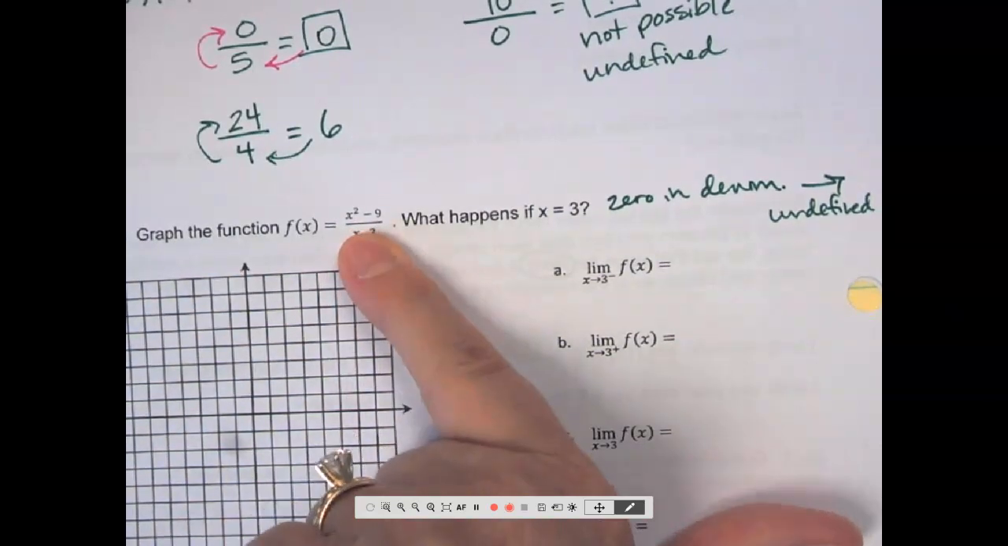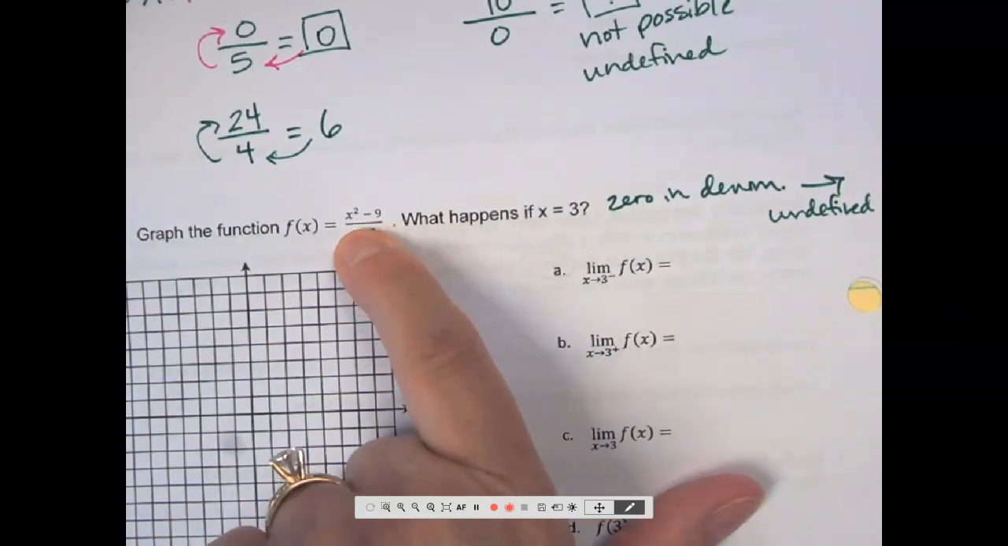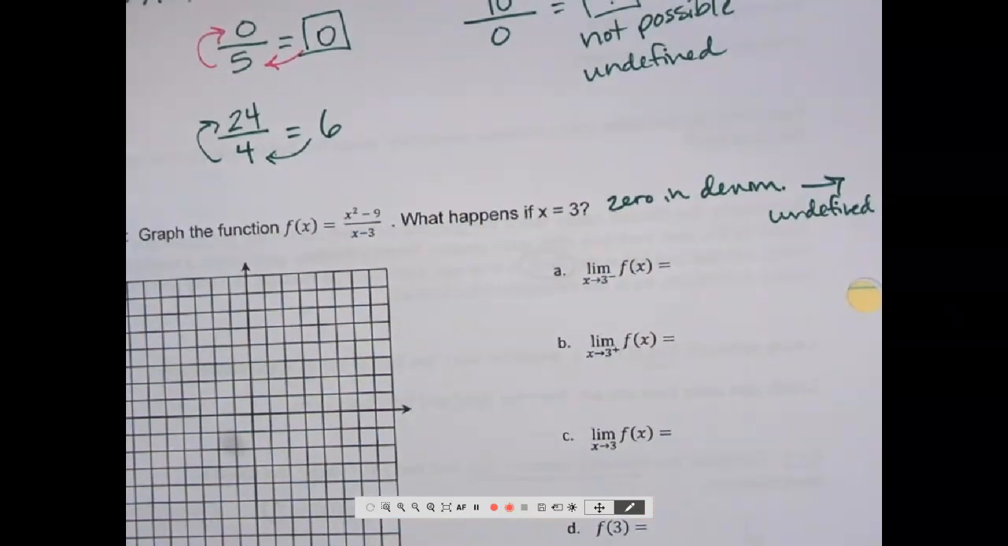Okay, so any ideas what that's going to look like? I mean, if I graphed x squared minus 9, that would be a parabola. But I'm dividing it by a linear quantity. So what's it going to look like? Any ideas? Anybody say parabola? Straight line? Any other guesses? All right, let's see. This is how I graph it.